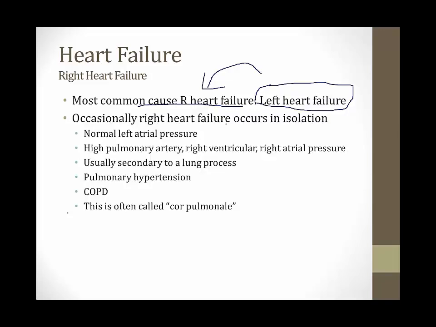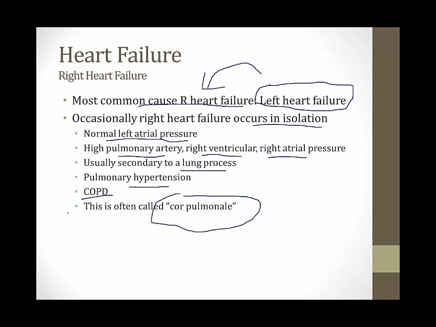However, occasionally right heart failure occurs in isolation when there is normal left atrial pressure and the left ventricle is functioning normally. In these situations, there are high pressures only in the pulmonary artery, the right ventricle, and the right atrium. The pressures in the left atrium and the left ventricle are normal. This usually occurs secondary to a lung process. This is seen in pulmonary hypertension. It's also seen in COPD, and this is often called cor pulmonale. That means isolated right heart failure with a normal and well-functioning left heart system.